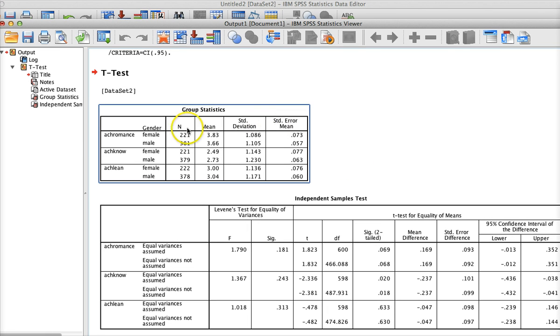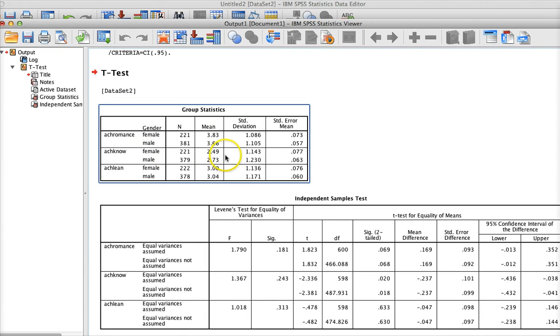Okay, so the first thing to look at here is just taking a look at the means. So on the romance item, we have 221 women, and the mean score, remember that's a 5-point scale, is 3.83 with a standard deviation of 1.09. And the mean for males, there are 381 males, is 3.66. Now those look like they're different from one another, but that difference might be attributed to sampling error. We do not know yet if it's statistically significant until we look at the t-value.